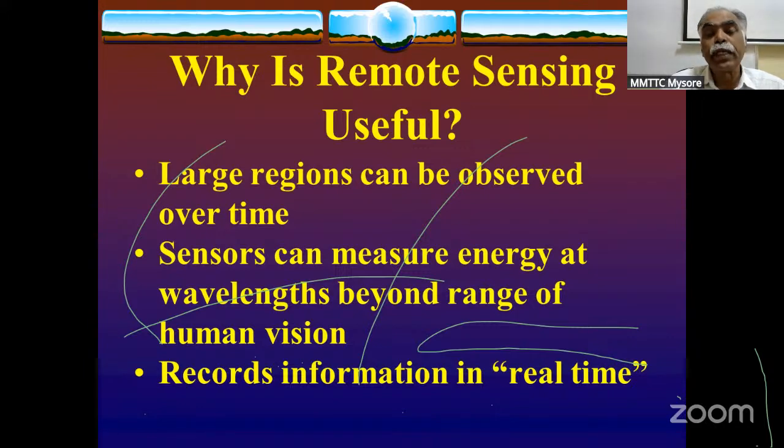For a particular spot, if you want information, you can get it repeatedly. For example, if you want the house building activity of your own house to be monitored from your office, suppose you are stationed at a different place and your home is being built elsewhere, you can monitor your house construction through satellite information. That is the major advantage of having a satellite image.